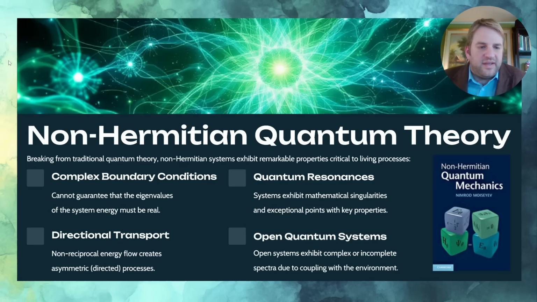So we have this thing called non-Hermitian quantum theory that breaks from traditional quantum theory. And these non-Hermitian systems can often exhibit remarkable properties that I believe in many cases are critical to living processes because, of course, living systems aren't closed systems. They have complex boundary conditions, and things get lost. Things go in and out of living systems all the time. I have to breathe air in and breathe carbon dioxide out all the time to stay alive. So we don't have systems with conserved properties the way we like to think of them in conventional quantum mechanics.